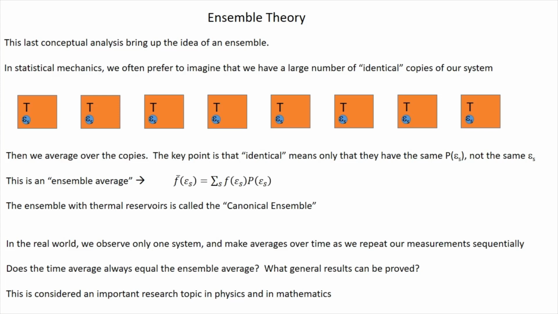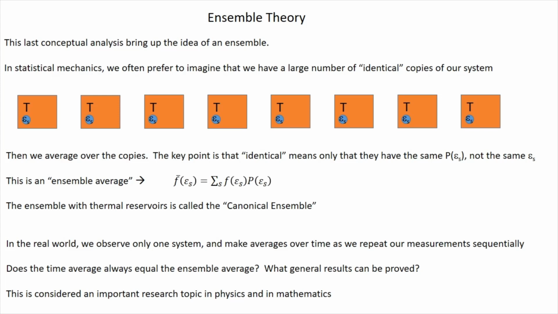So this situation where our identical copies are of a subsystem in equilibrium with a reservoir at temperature T is called the canonical ensemble. And that's why we call the corresponding partition function the canonical partition function. Okay, so it's interesting to note that in reality, we don't have all these copies. These copies are a computational artifice.